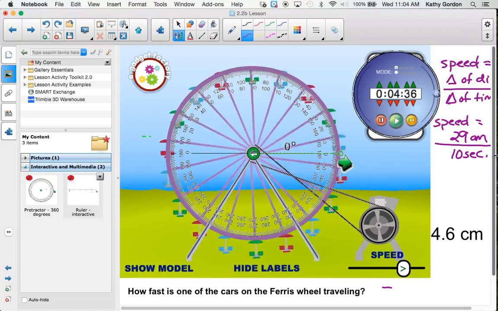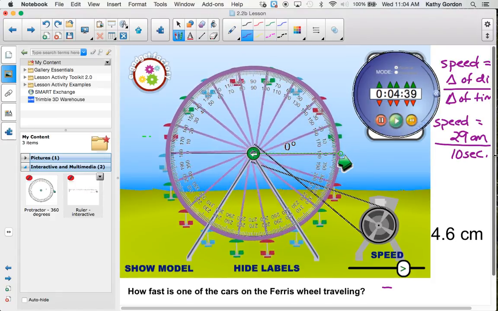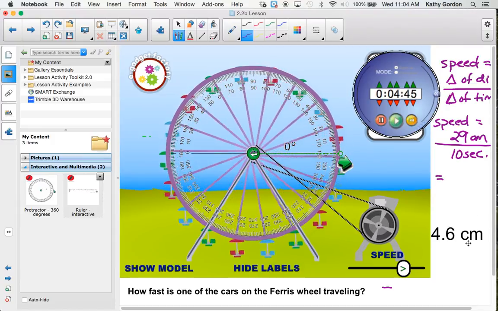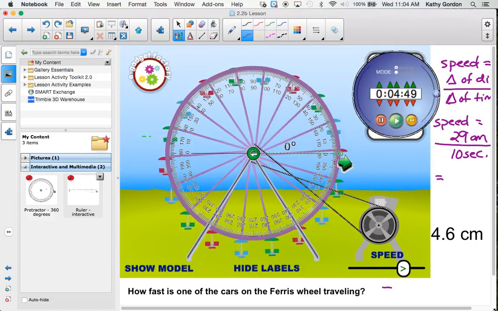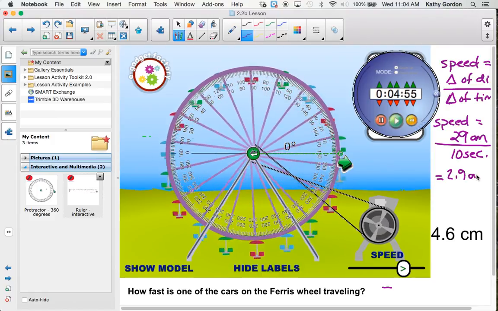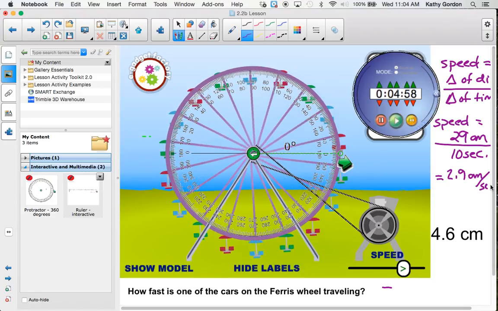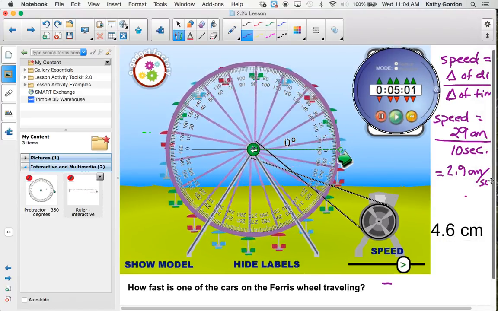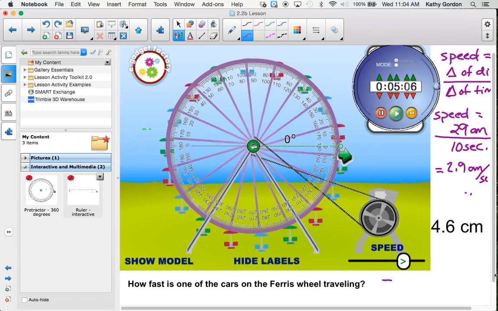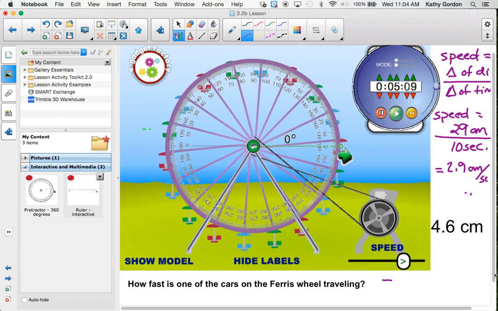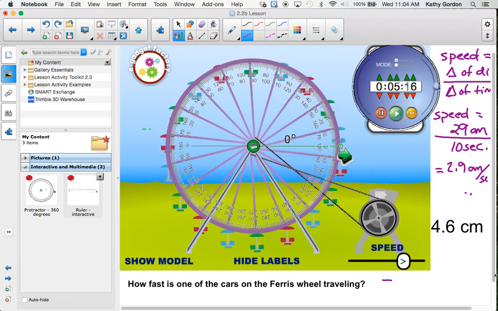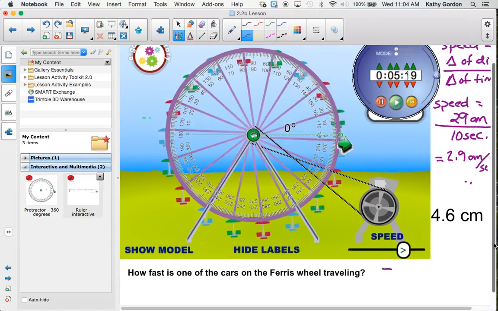Okay? So, if I were asking you for the speed in centimeters per second, what would you say it is? Okay. 2.9 centimeters per second. You get the idea. It's there. Okay, but here's the problem. I don't really know what centimeters per second is like. Like, is that fast? Is that slow? I don't know. So let's change it to something that does make a little more sense.